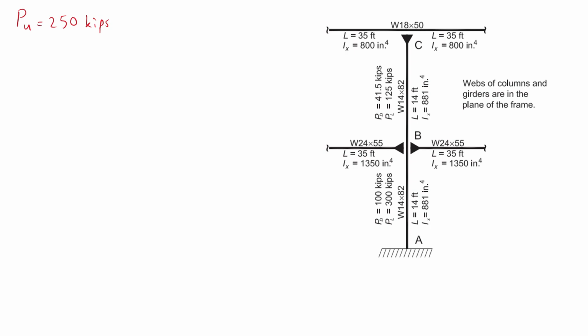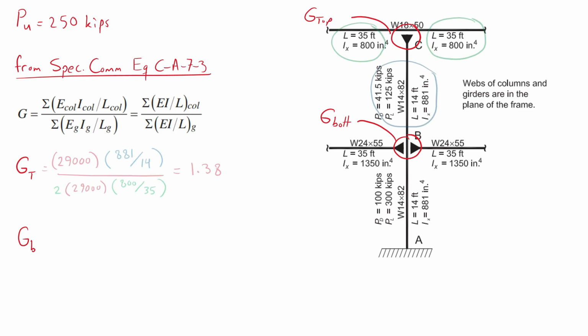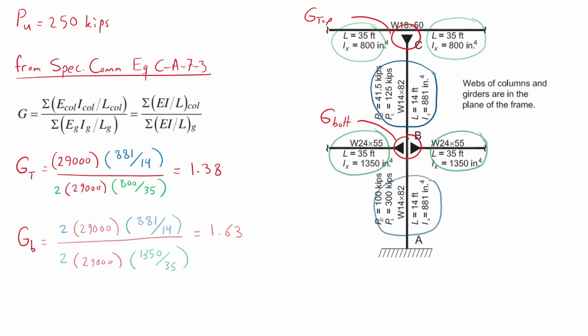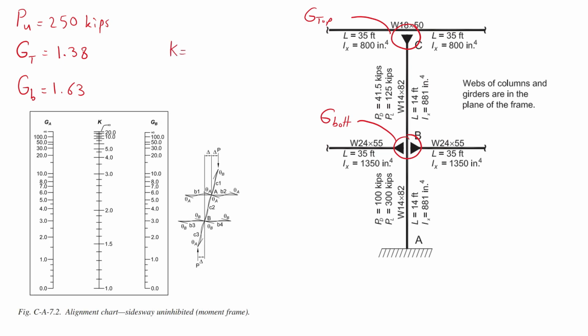By referring to the AISC specifications commentary, equation C-A-7-3, we can determine G at the top of the column as well as at the bottom of the column. This will give us the following value for G top and the following value for G bottom. We can then use these G values to determine the length factor K by using figure C-A-7.2 from the AISC specifications commentary.